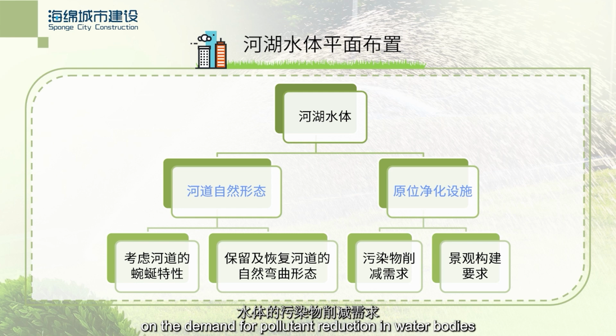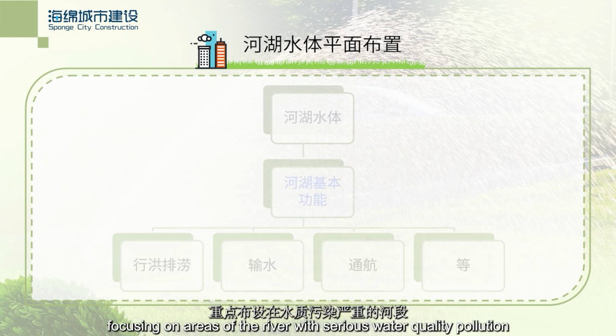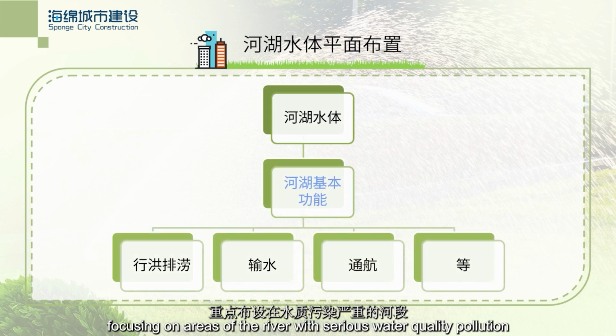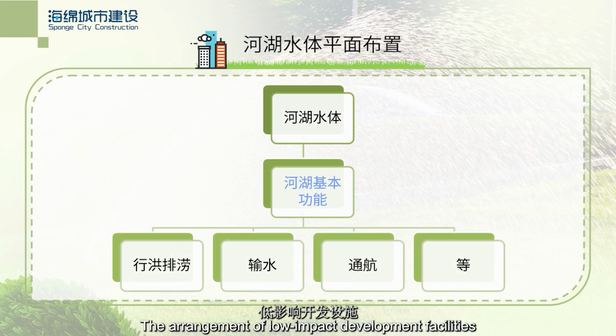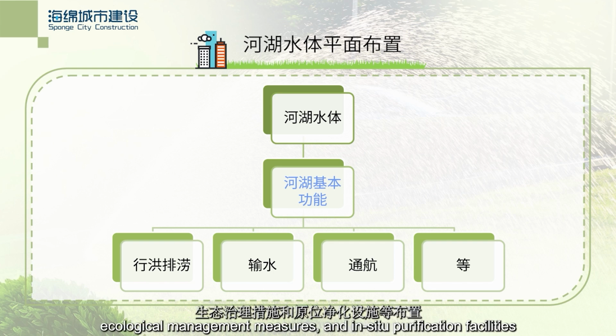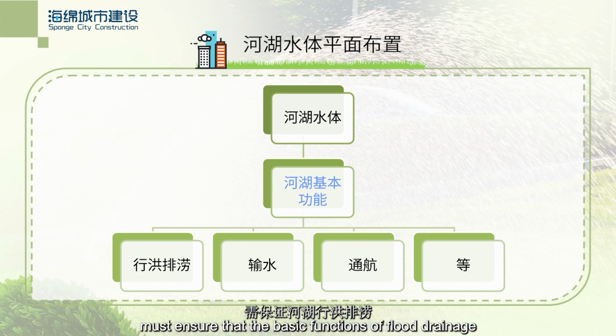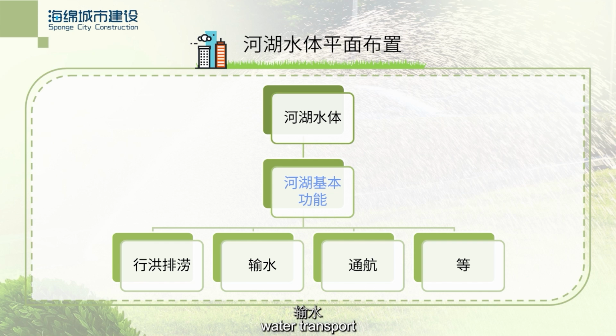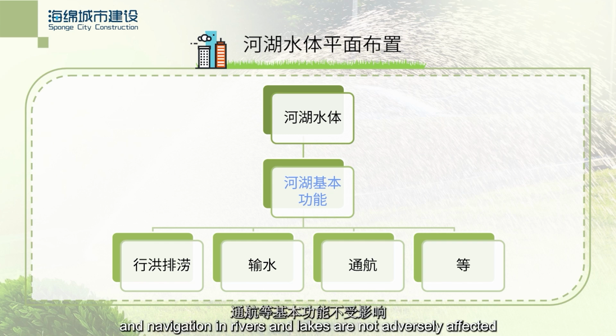The layout of in situ purification facilities should be based on the demand for pollutant reduction in water bodies, combined with landscape construction requirements, focusing on areas of the river with serious water quality pollution. The arrangement of low-impact development facilities, ecological management measures, and in situ purification facilities must ensure that the basic functions of flood drainage, water transport, and navigation in rivers and lakes are not adversely affected.